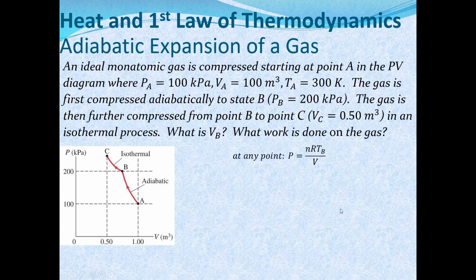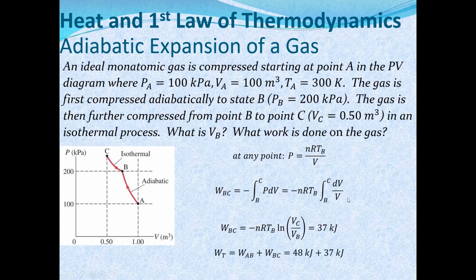Now going from B to C, we actually could go back. I don't know why I'm redoing it here, because we have an equation for an isothermal process, but this is just re-showing how we do it. Again, we're using ideal gas all this time. This time we get this as our equation. We plug the numbers in and we get 37 kilojoules. So altogether, the total work is going to be 55 kilojoules.